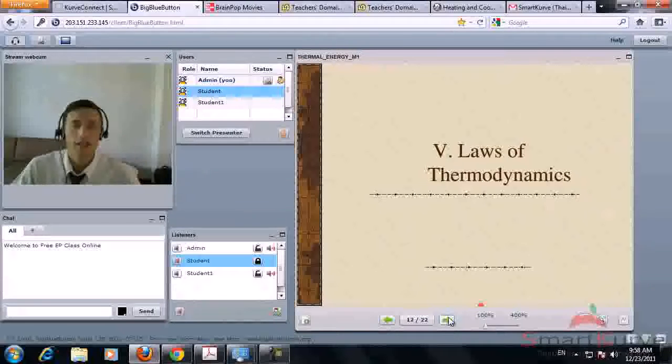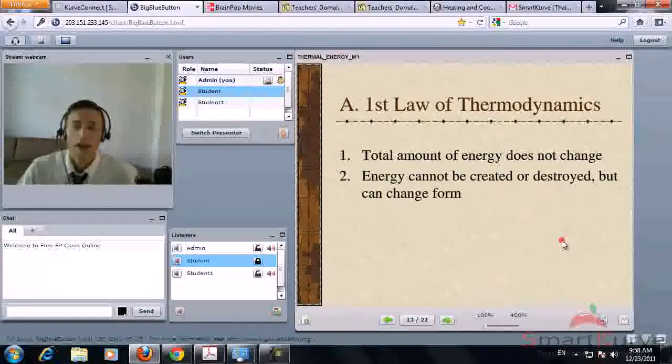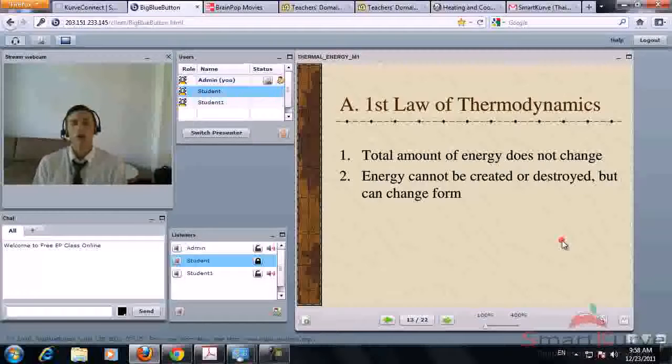All right, easy enough. Let's move on to the laws of thermodynamics. The first law: total energy does not change. It can only change form. This is absolutely fundamental to our understanding of the universe. Let's take a few examples.